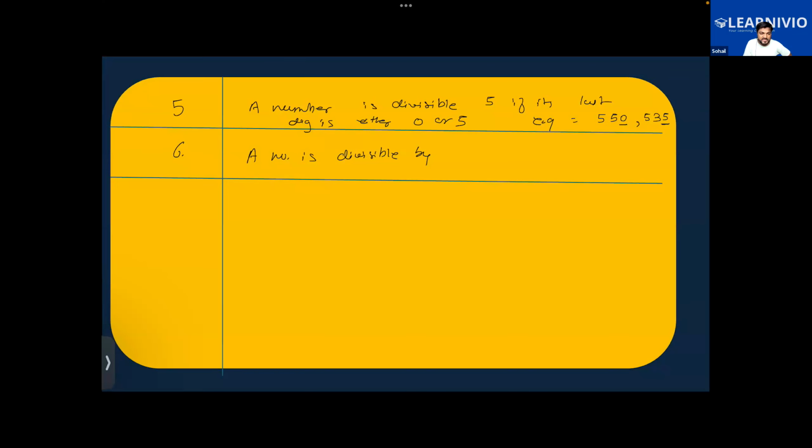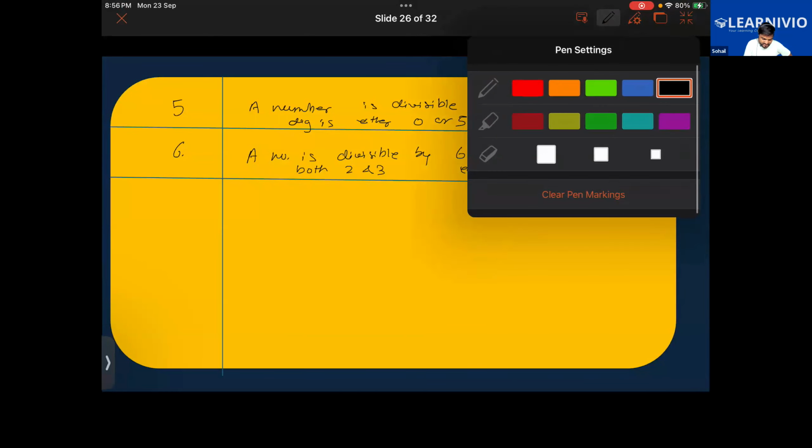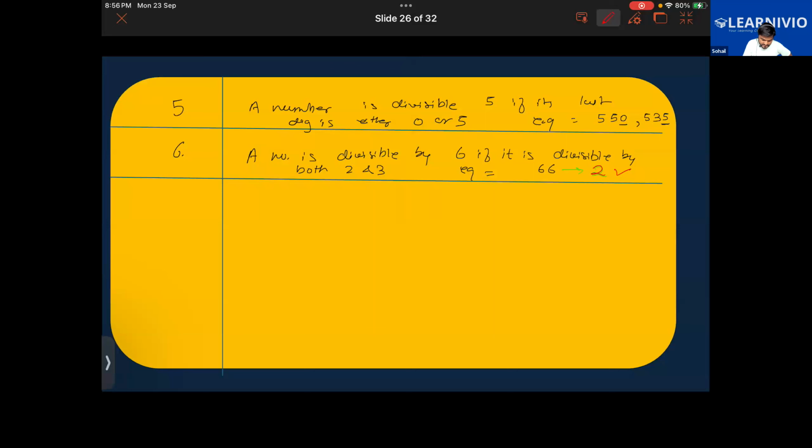Now, in the case of 6, a number is divisible by 6 if it is divisible by both 2 and 3. Take for example 66. Is it divisible by 2? Yes, it is divisible by 2. Is 66 divisible by 3? Of course, 6 plus 6 is 12, and 12 is divisible by 3. So the number 66 is also divisible by 3. Since this number is divisible by both 2 and 3, thereby it will be divisible by 6 also. That is the rule.